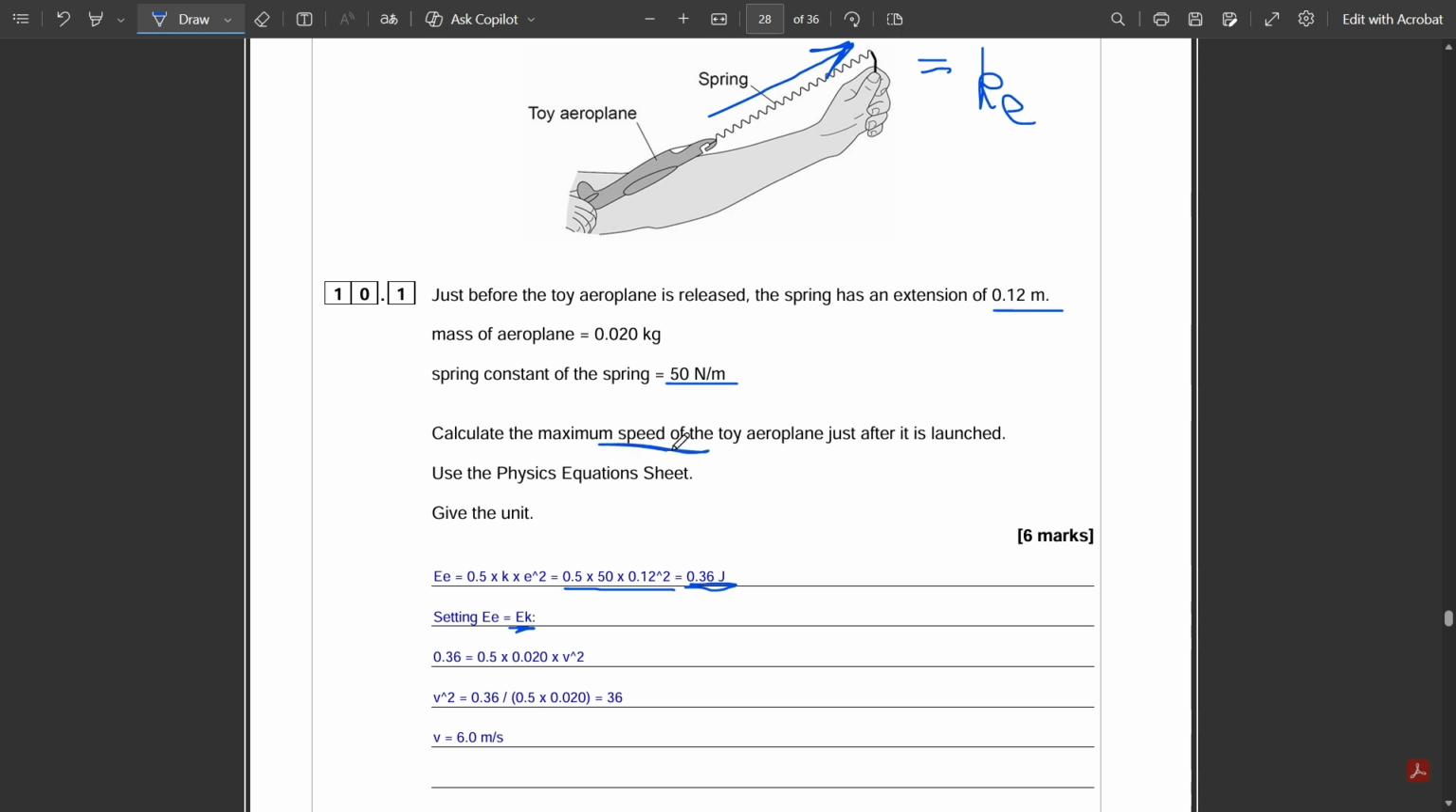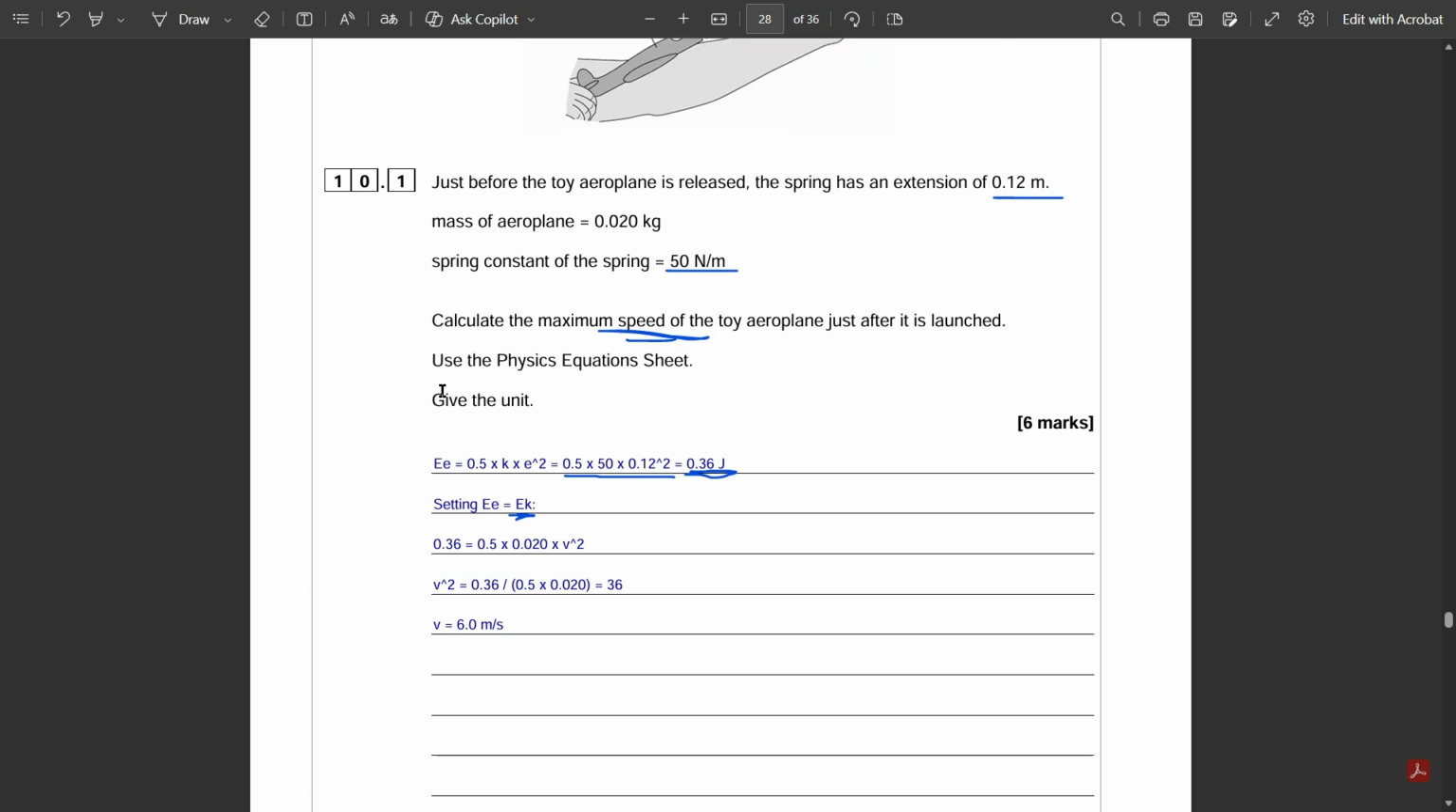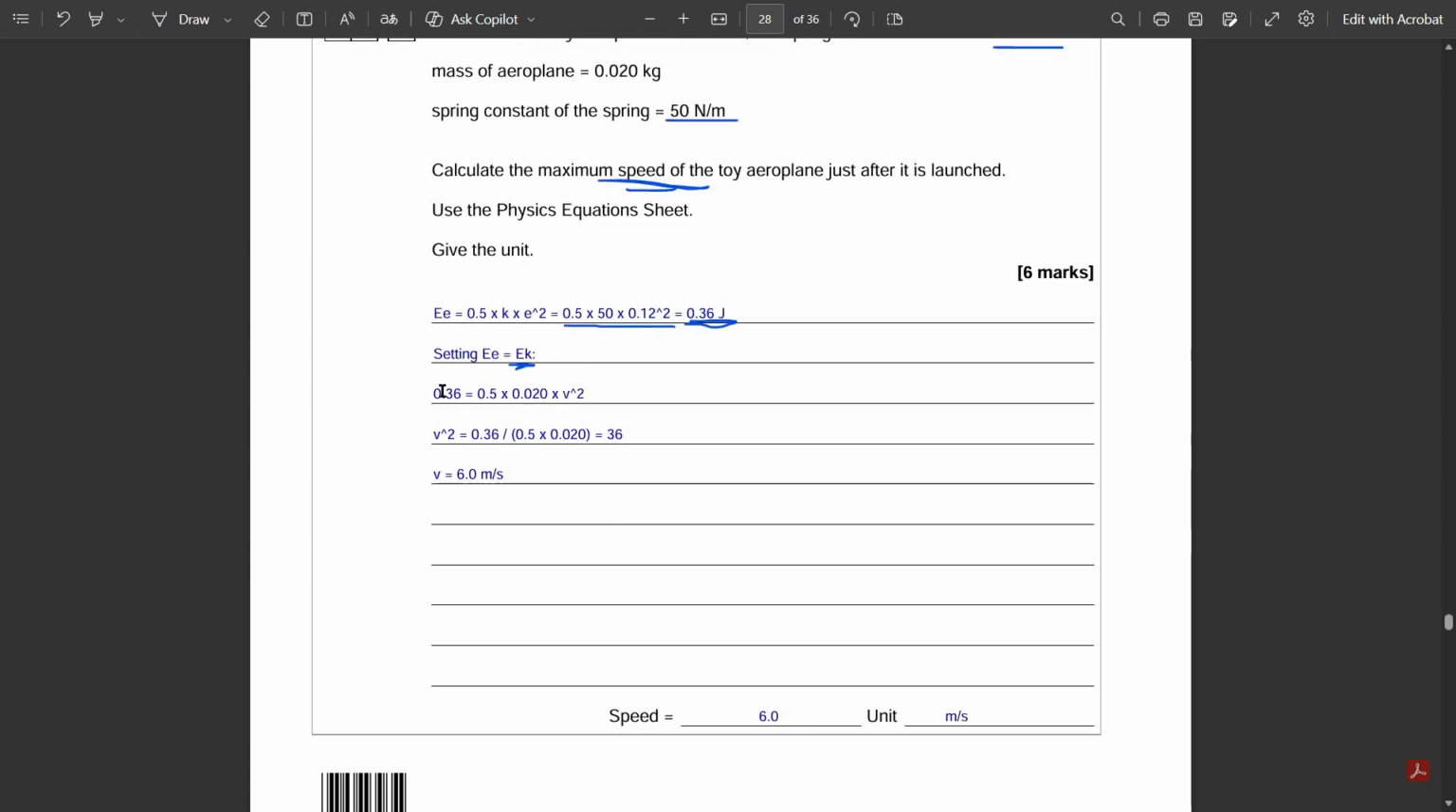You'll get asked for the speed. Speed is a scalar, not a vector, so it can't be negative. So it is 6 meters per second. And you're also asked to give the unit. If you don't know what the unit for speed is, you shouldn't be doing this question.